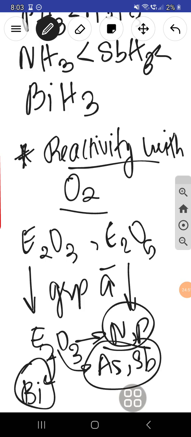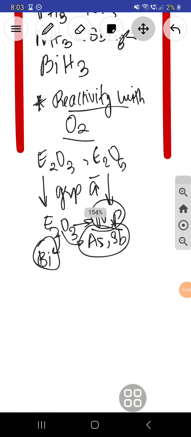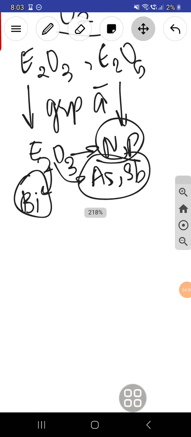Okay, the next thing that we are going to learn about is the reactivity with halogens.